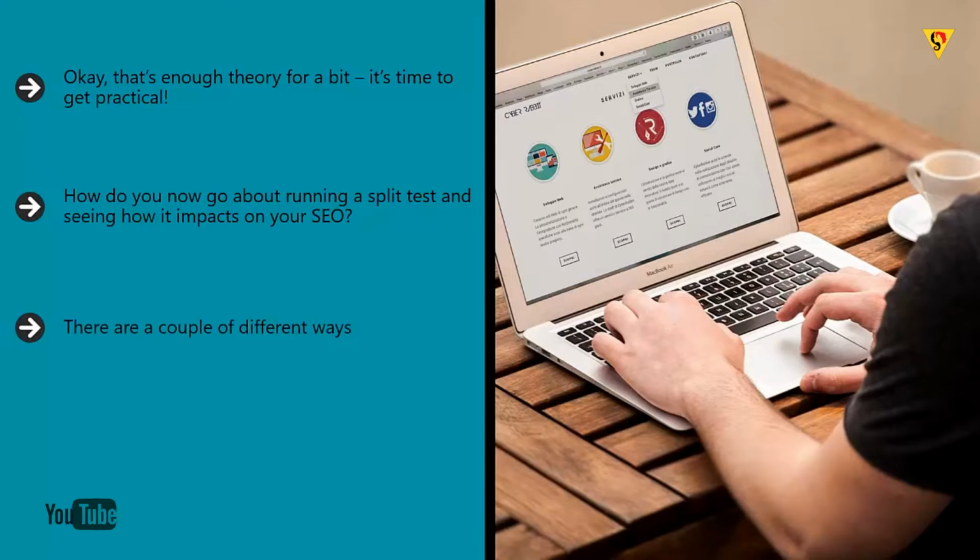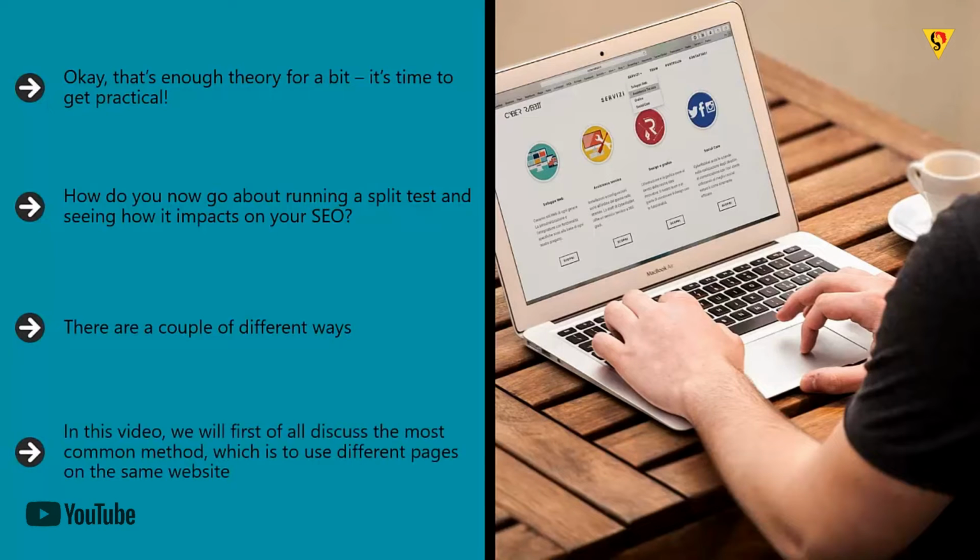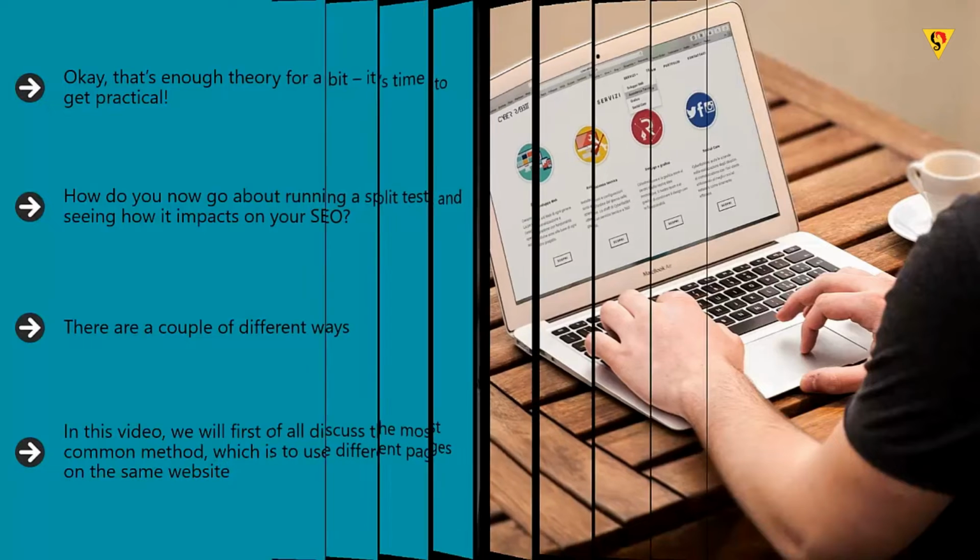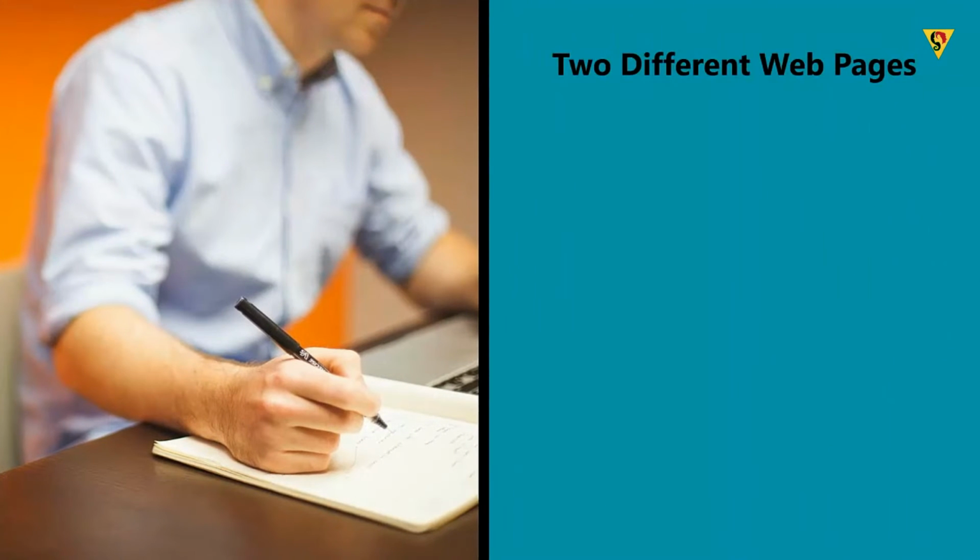There are a couple of different ways. In this video, we're going to look at two of the most common: creating two different versions of a web page versus creating one page that loads differently for different users. We'll look at how this works and at which one is best for you. In this video, we will first of all discuss the most common method, which is to use different pages on the same website. Two different web pages.